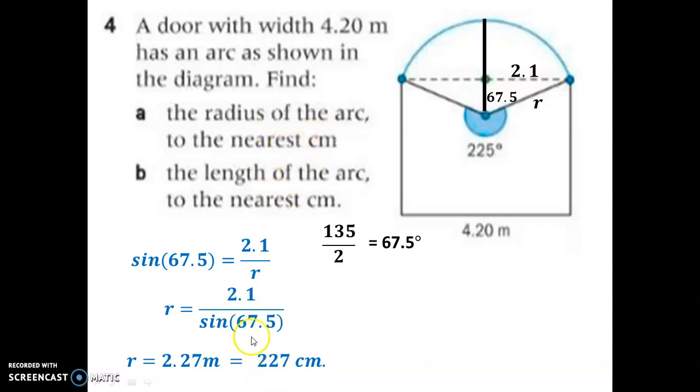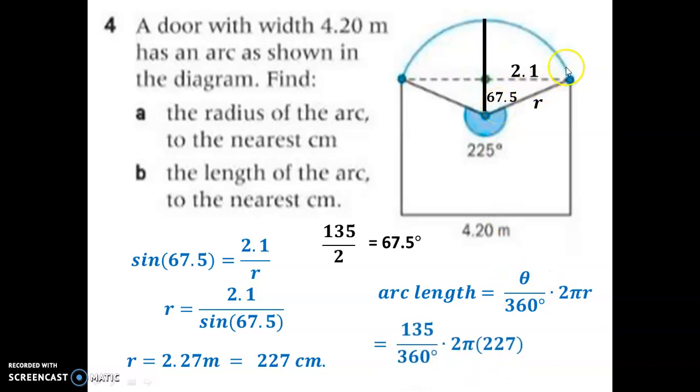In part B, we want the length of the arc. Well, now that we know the angle and the radius, we can use the arc length formula, because we know the angle and the radius. Now be careful here, you're not going to use the angle of 67.5, because we want this entire arc. We're going to go back to using the whole 135 degree angle, so the entire angle. Multiply by 2 pi r, there's our radius that we just found, and we get an answer of 5.36 meters. Actually, this calculation would give you 536, but that would be centimeters, and then I changed it back to meters.